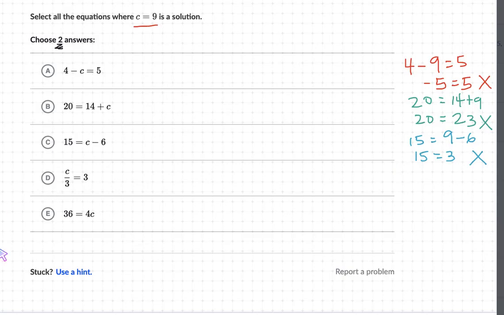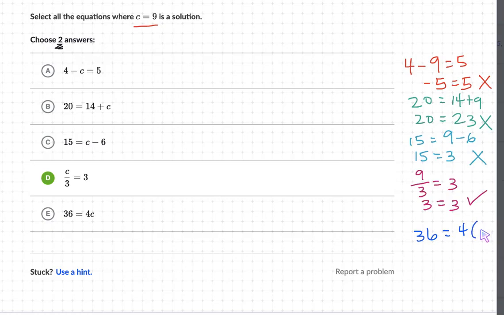So we're going to keep on going down the line. C divided by 3, so instead of c, we're putting in 9. 9 divided by 3 is 3. Does 3 equal 3? Yeah, it does. So that's a true statement. That's good. And lastly, 36 is equal to 4, instead of times c, it's times 9. 4 times 9 is equal to 36. 36 does equal 36. That is a true statement.